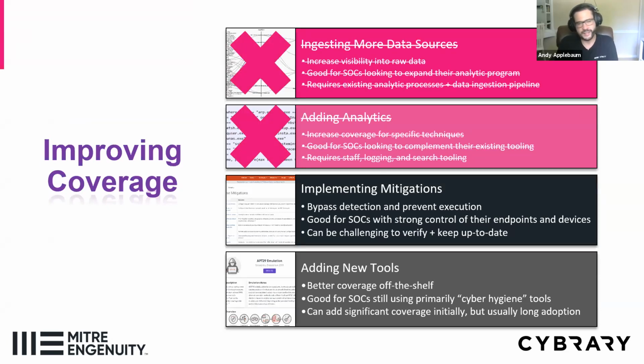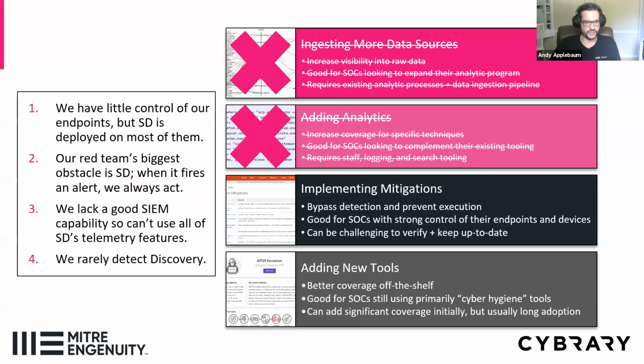These first 2 options don't seem all that great for this new path SOC. It's going to be an uphill battle, to say the least, to really ingest more data sources or add new analytics. The third recommendation, that you should implement some mitigations, definitely makes sense, but we can go back to the interview results again and focus on point number 1, which says that we don't have a lot of control of our endpoints. That's going to make it very difficult for them to deploy a lot more mitigations. Certainly not impossible, but again, it gets into a bit of that uphill battle category. And with that, we'd say, okay, maybe that's not the exact right way to go.